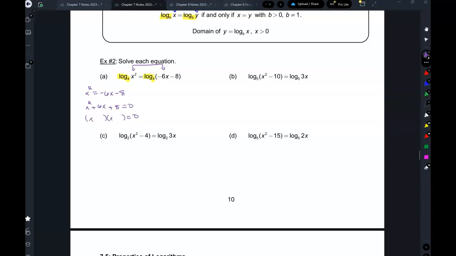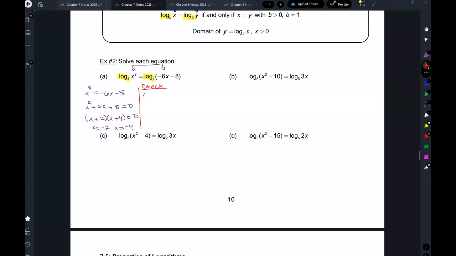So x plus 2 plus 4. x is negative 2, x is negative 4. But in the case of logarithms like this, you have to check to see that your answer works. The way to do that is the following.